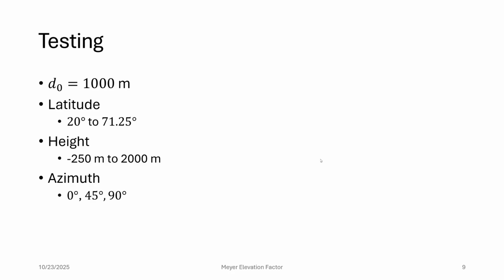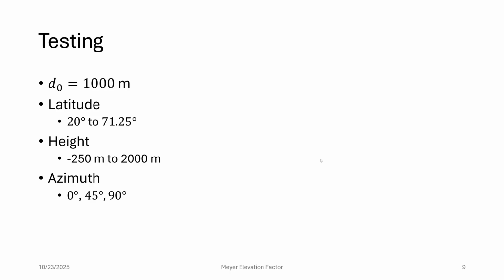Let's give ourselves some parameters to explore. We'll start by considering a baseline on the ellipsoid that's 1,000 meters long, and we'll hold that as a constant. 1,000 meters is a very long line for a surveyor. It's over 3,000 feet.